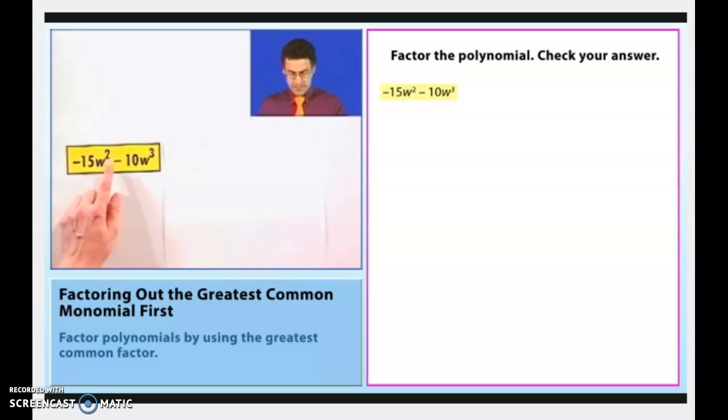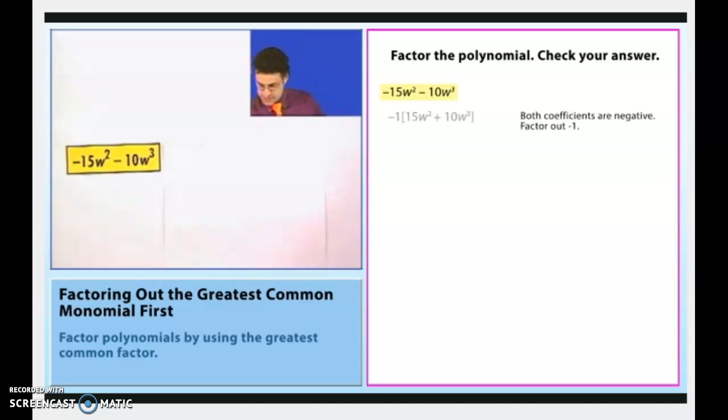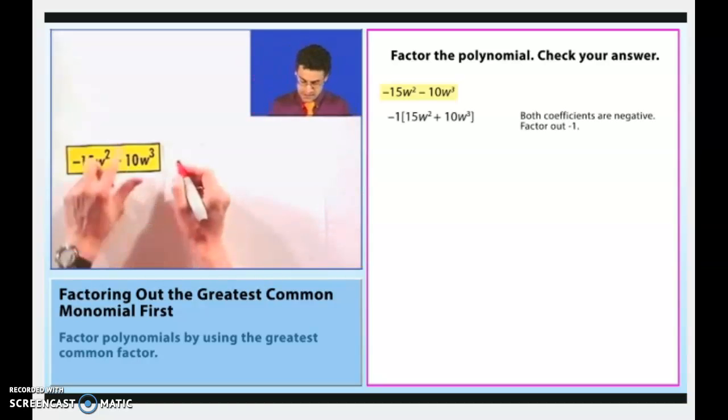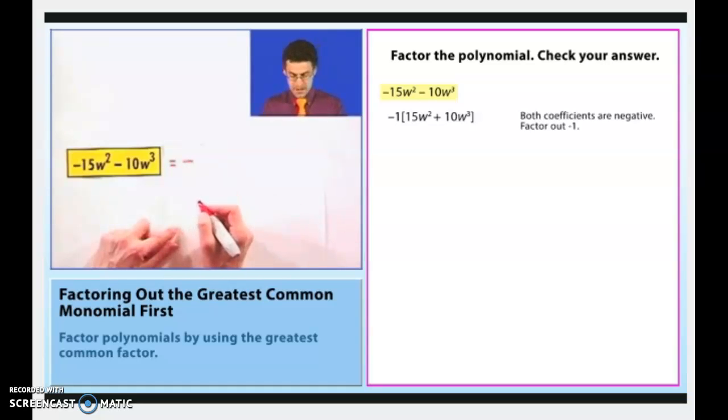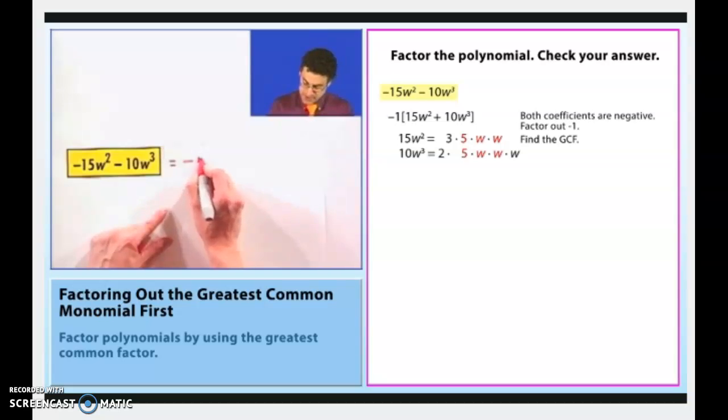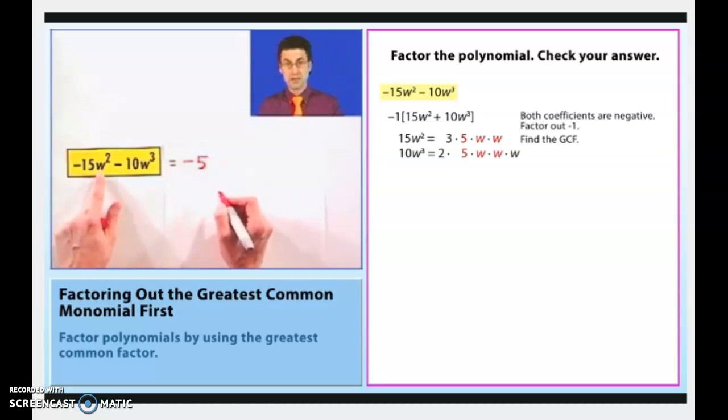All right, what can we factor out of here? Well, I see negative 15w squared minus 10w cubed. The first thing I notice is those negative signs sort of scare me. There are 2 negative signs. Let me actually factor out a negative sign. I can do that, it turns out. I can do anything I want as long as it's legal in the court of mathematics. I'm going to pull out a negative sign, and then I have a 15 and a 10. What's the greatest common factor there? Well, 5 is the biggest common factor. And I have w times w, and here I have w times w times w.